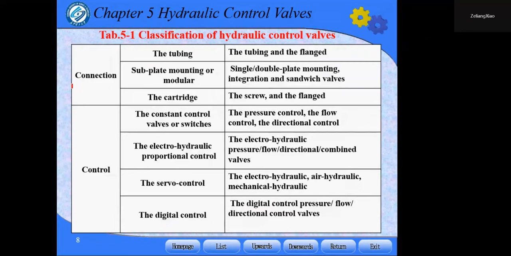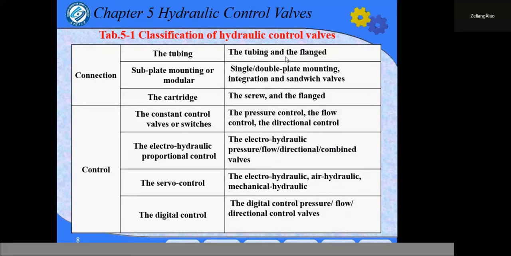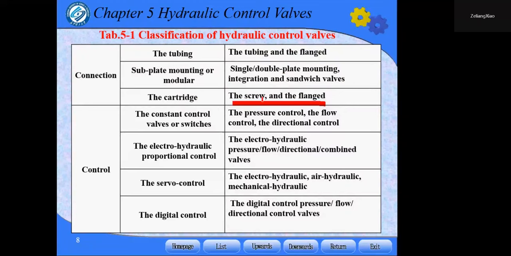If we classify them by connecting, you can get the tubing, the subplate mounting, modular, and the cartridge. The tubing consists of the tubing and the flange. The subplate mounting or modular are single or double plate mount, and integration. Cartridge consists of the screw and the flange.